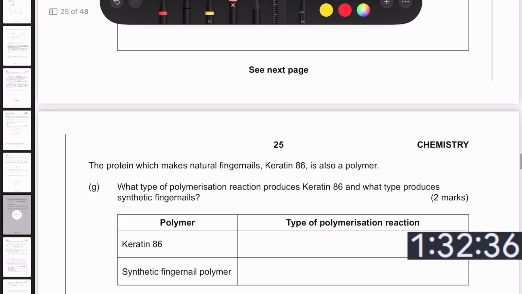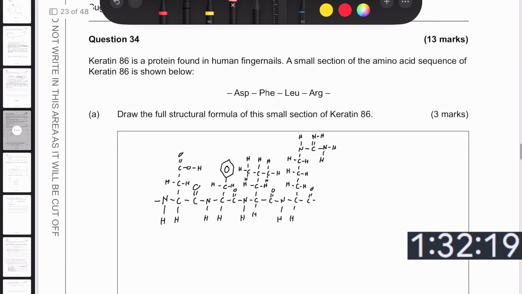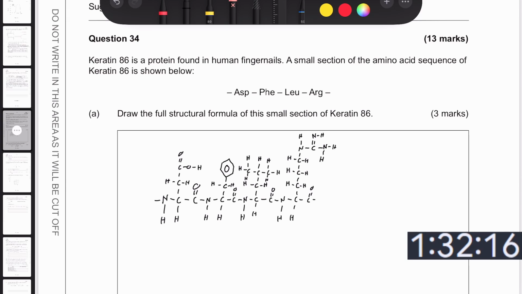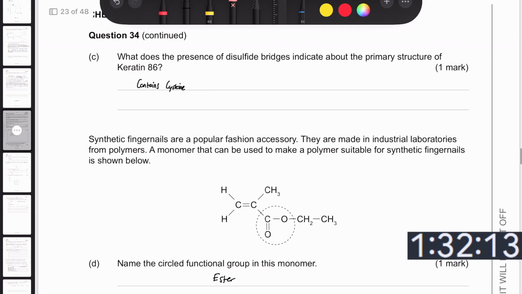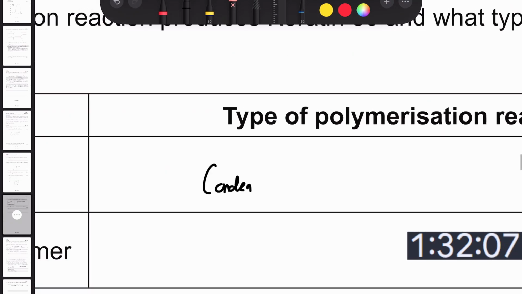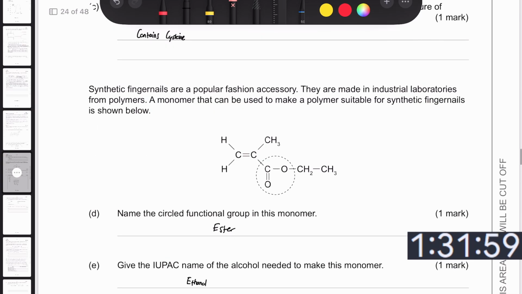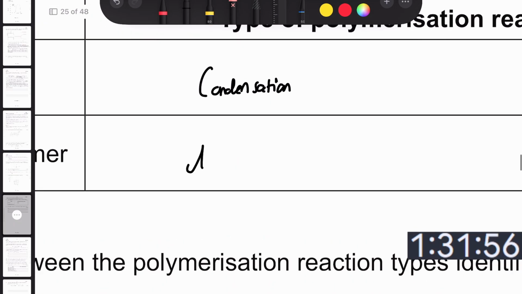The protein which makes natural fingernails, keratin, is also a polymer. Which type of polymerization does keratin undergo, and what type produces synthetic fingernails? So protein polymerization is just a condensation, because it has the reactive functional groups, because it's a polypeptide. And the synthetic fingernail polymer is just going to be addition, because you're breaking that double bond.